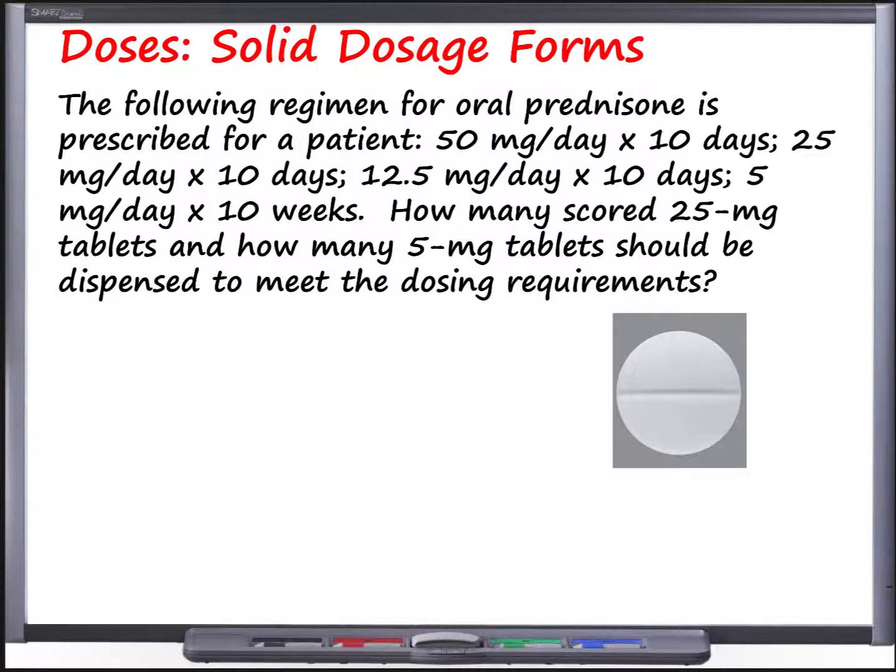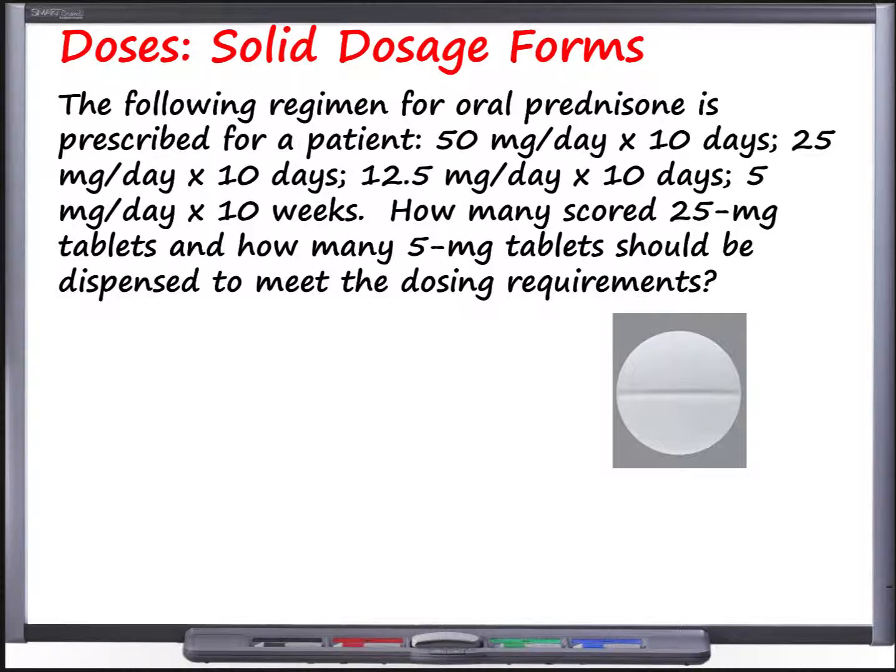I just wanted to include a picture on this slide to make sure you understand what it means to have a scored tablet. A scored tablet is one that has a line in the middle of it that's been weakened at that point, which should allow the tablet to be broken relatively easily into almost equal halves.